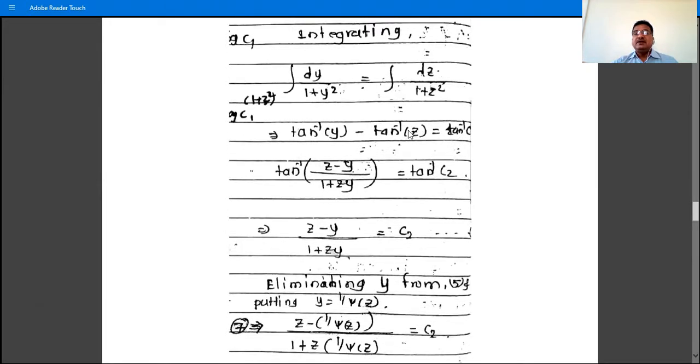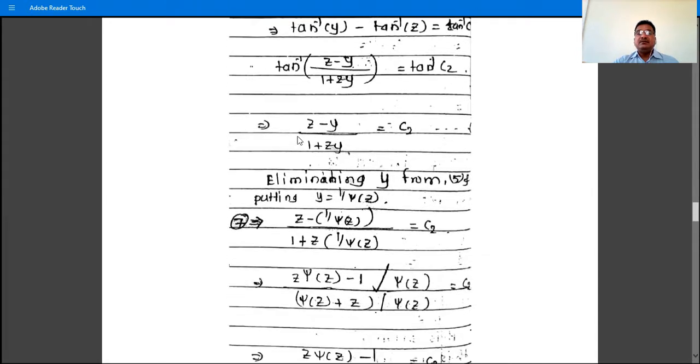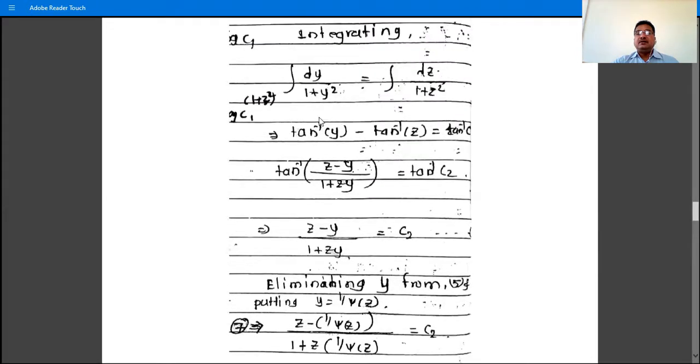And then tan inverse y minus tan inverse z is tan inverse of z minus y divided by 1 plus z into y, plus tan inverse c2. Check this rule, tan inverse a minus tan inverse b. I think it is tan inverse of a minus b divided by 1 plus a into b. So if it is that form, then in the place of z minus y, write y minus z. If you write z minus y or y minus z, the sign differs at this place.